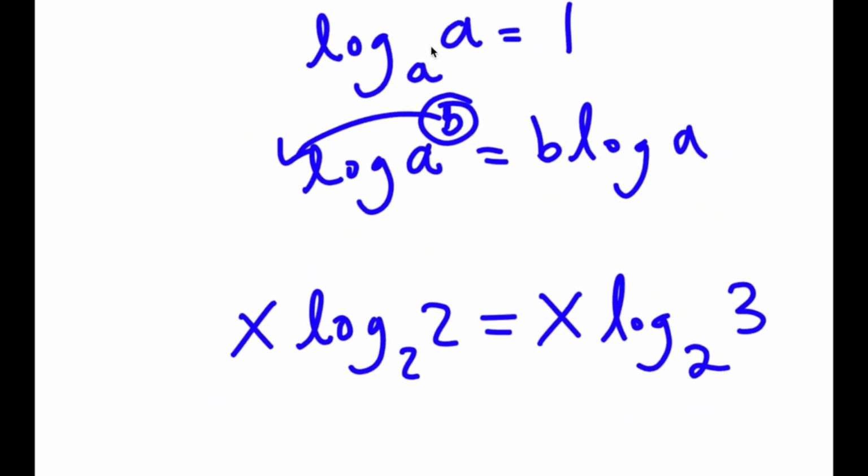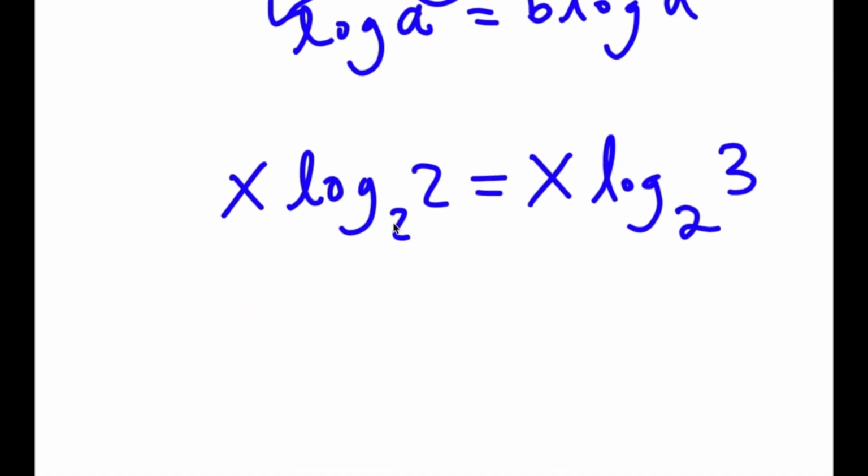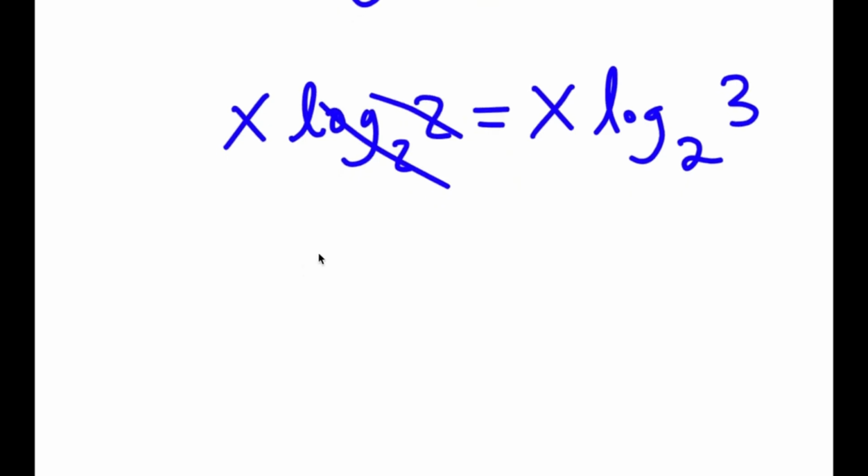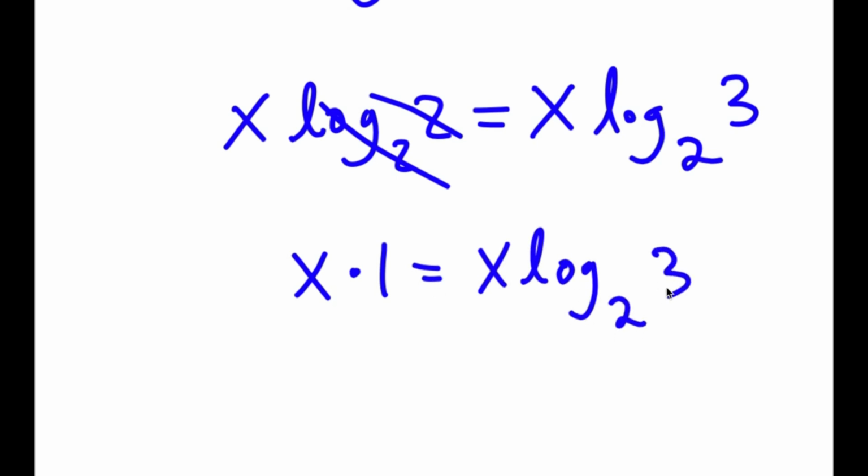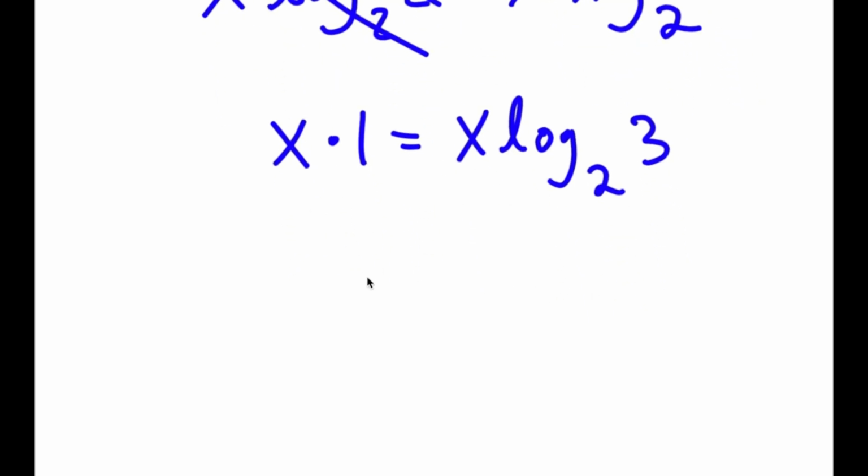Now remember, if I have something in the form log base a of a, this is equal to 1. So log base 2 of 2, these two cancel out, so I'm simply left with x times 1, which is equal to x times log base 2 of 3. And x times 1 is simply x, so I get x is equal to x times log base 2 of 3.